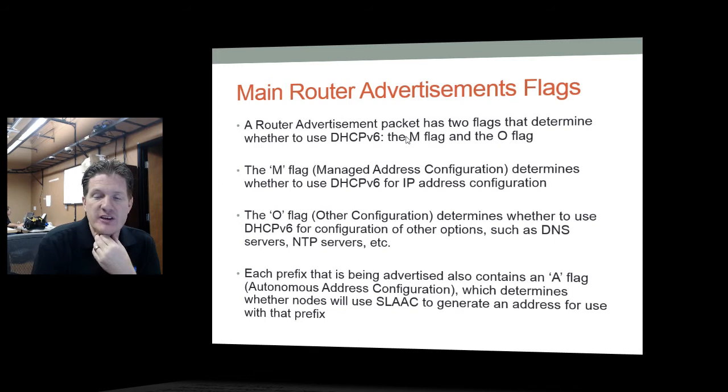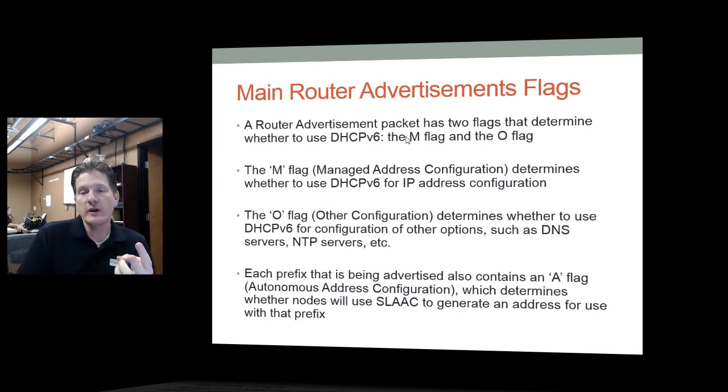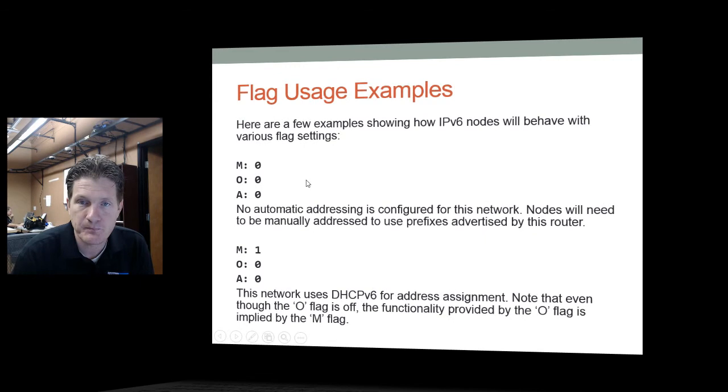Each prefix that is being advertised also contains an A flag for Autonomous Address Configuration, which determines whether the node should use SLAAC or not. So you have M, you have O, and then you have A. M and O refer to DHCP version 6. If the M flag is on, it means use DHCP. If the O flag is on, it says not only use DHCP, but also use it for other options. If the A flag is on, it says also configure a SLAAC address.